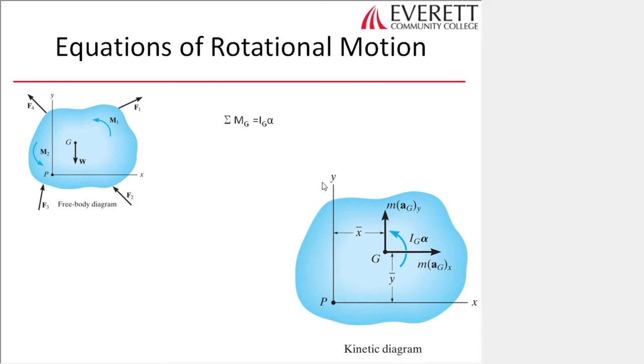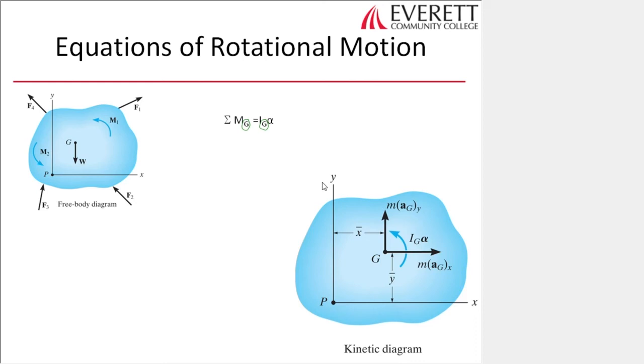How we're going to do that is we have to look at this equation, the sum of the moments equals I_G alpha. What that's saying is the sum of the moments about a point, in this case the center of mass, but it doesn't have to be, is going to be equal to the moment of inertia about that same point times alpha.